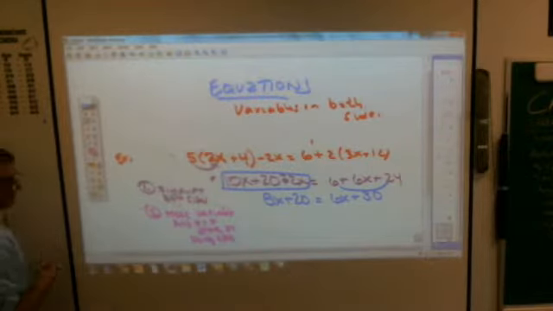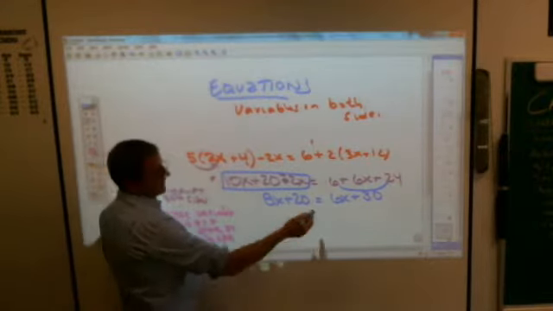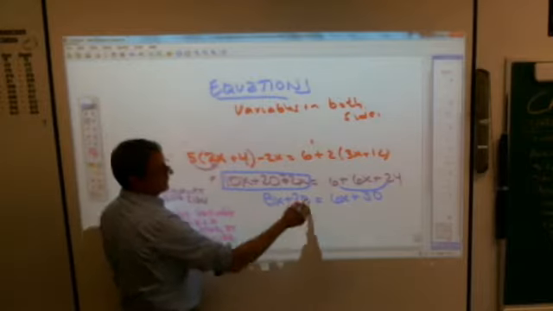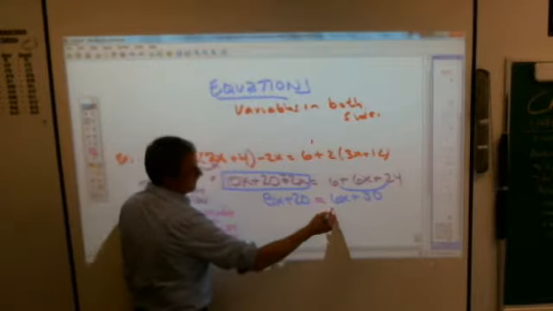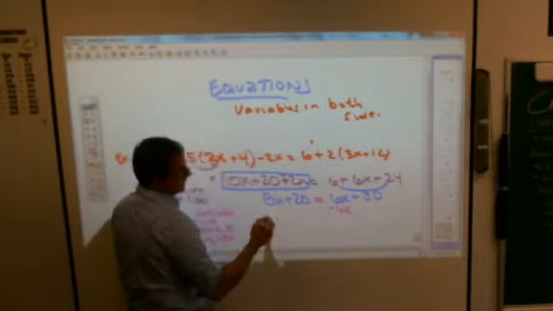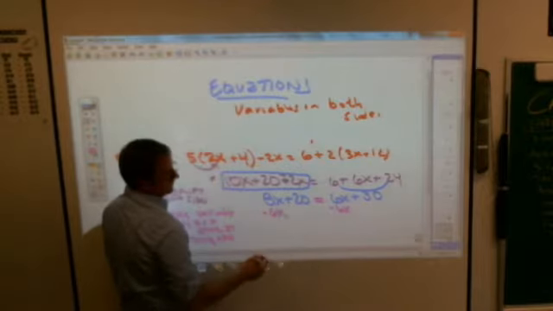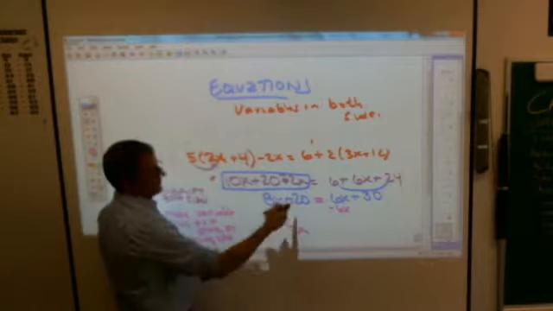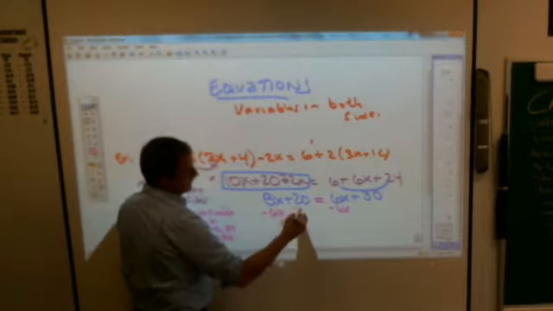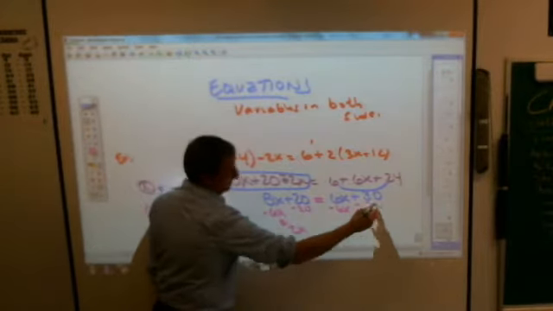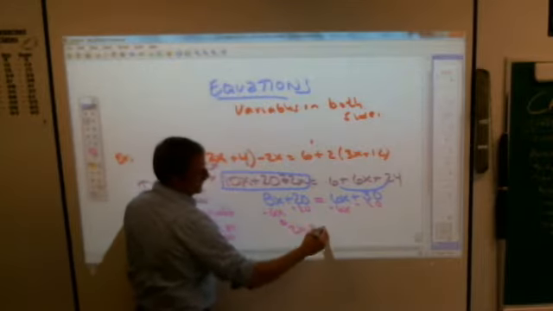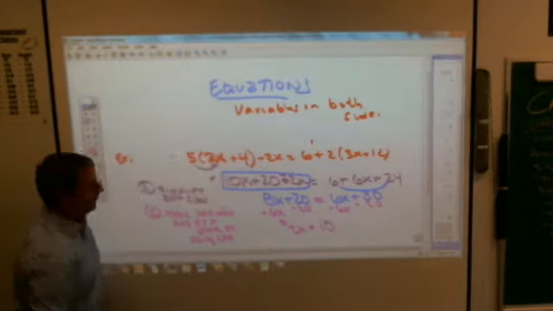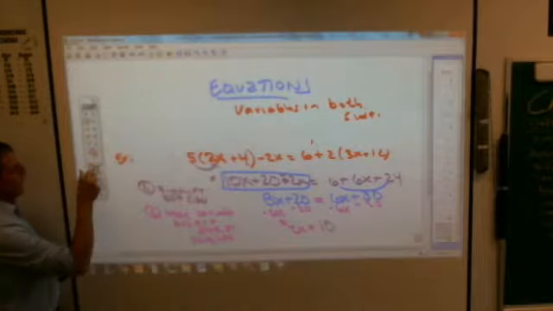You may want to keep things positive, so in that case, I want to get this 6 over here. How do I get it over the great divide here? I subtract. So now I have 2 x's over here. How do I get my 20 over there? Again, do the opposite, and I get 2x equal to 10.